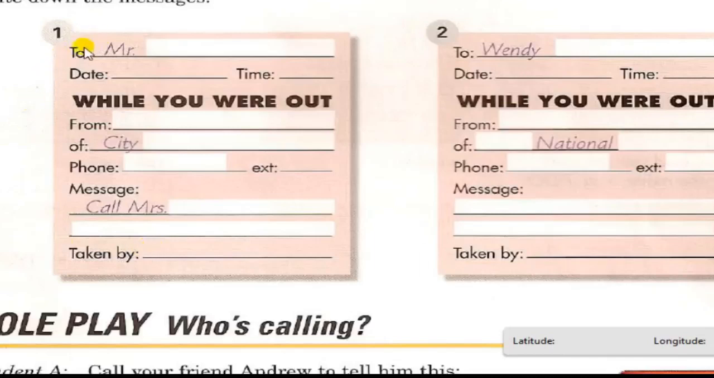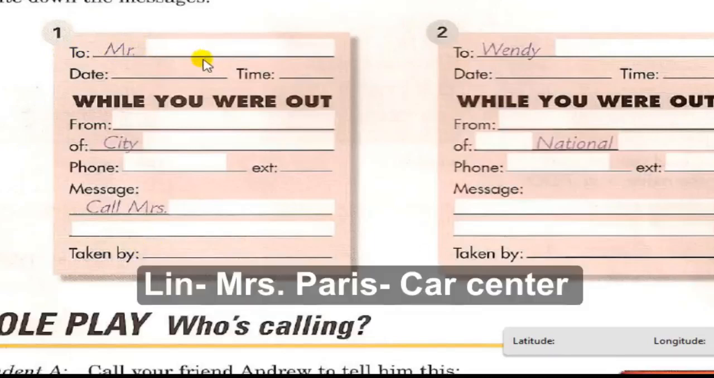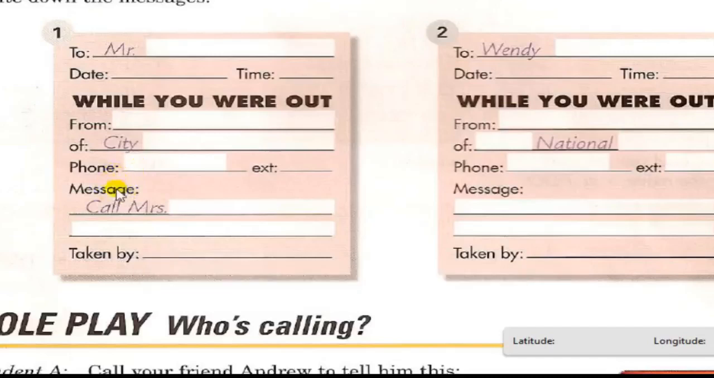Exercise number 1. To Mr. Lynn, L-I-N-N. While you were out, from Mrs. Paris of City, T sounds like D, City Car Center. Phone number 555-3290. Message.